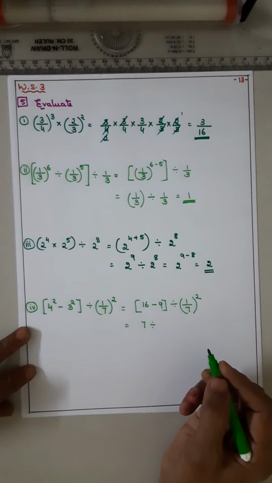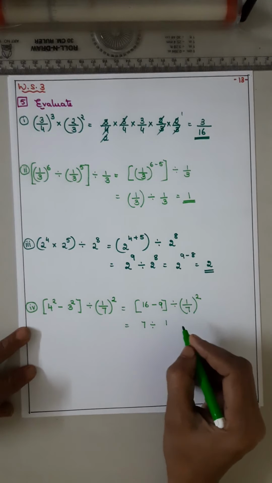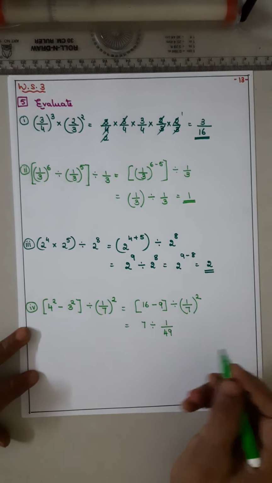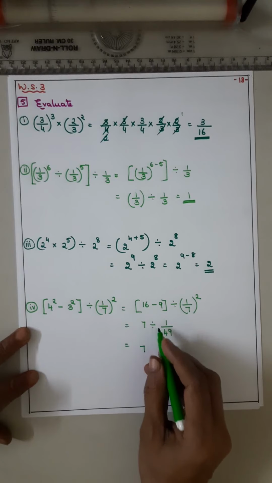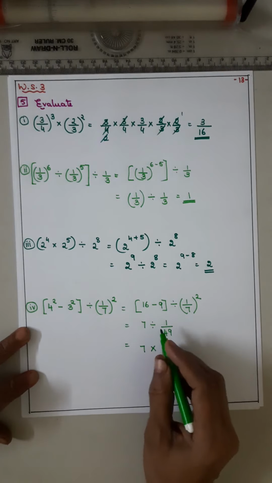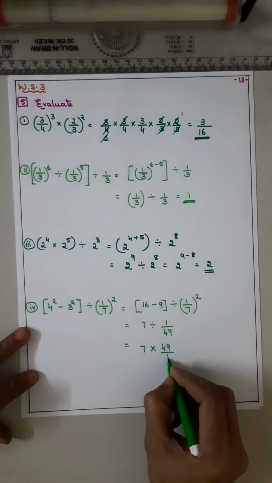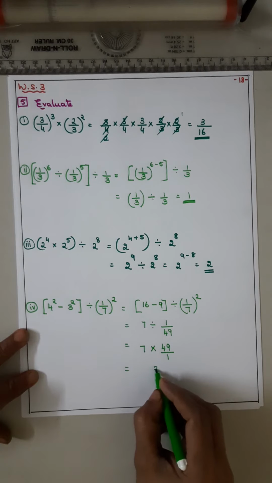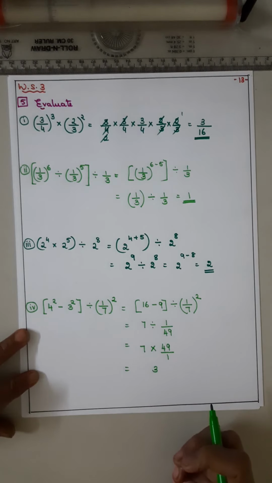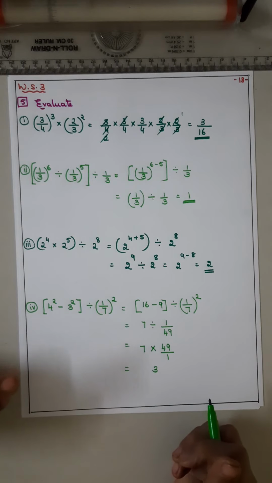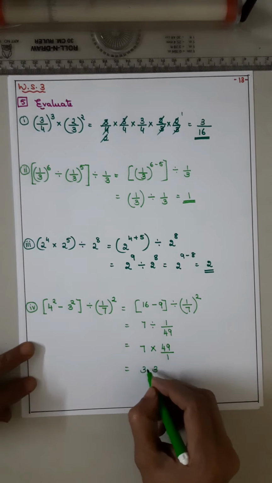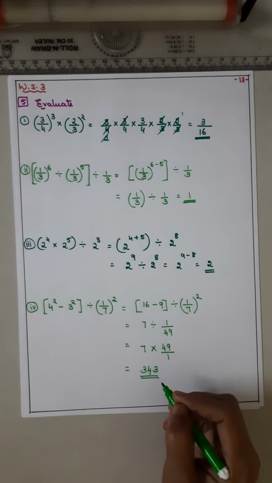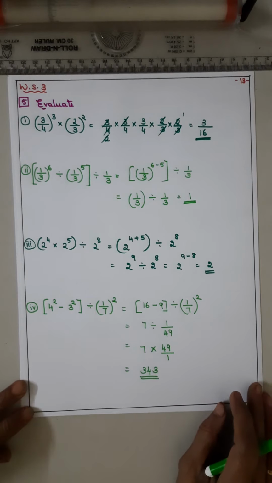Divide by 1 by 7 the whole square, means 1 by 49. 7 7s are 49. Division means multiply by the reciprocal. So 49 by 1. Now 7 9s are 63, 7 4s are 28, 29, 30, 31, 32, 33, 34. So that means 7 into 49 is 343. Remember: 7 square is 49, 7 cube is 343.